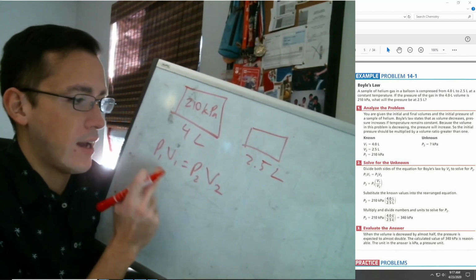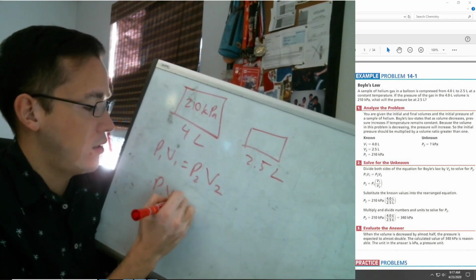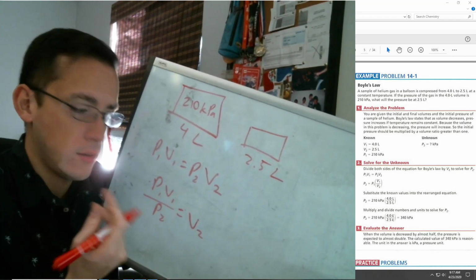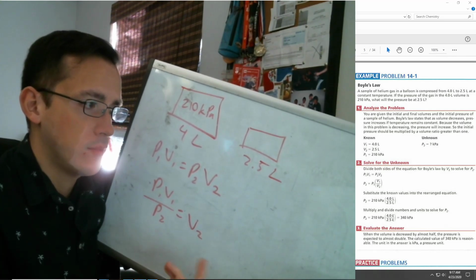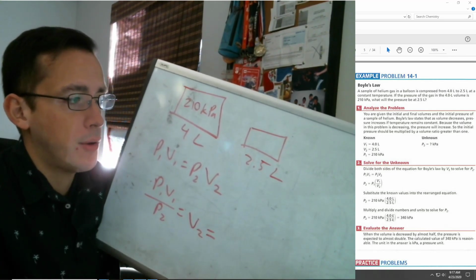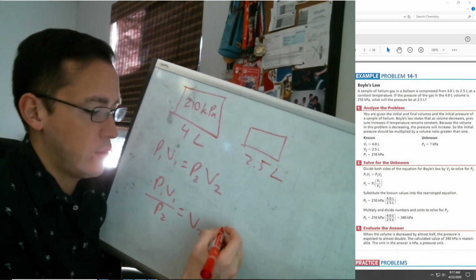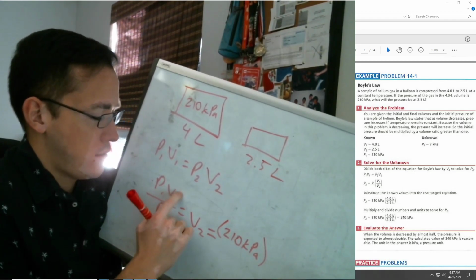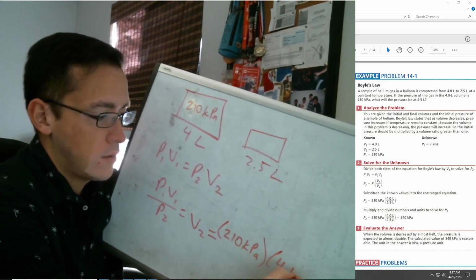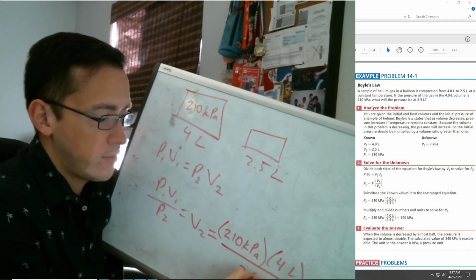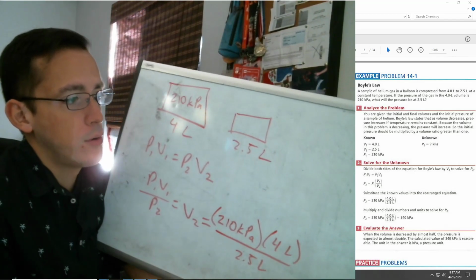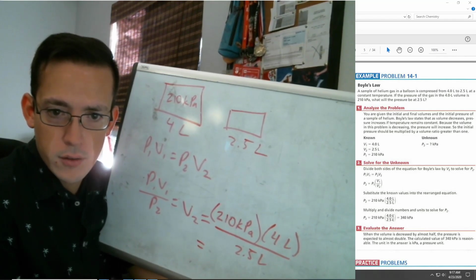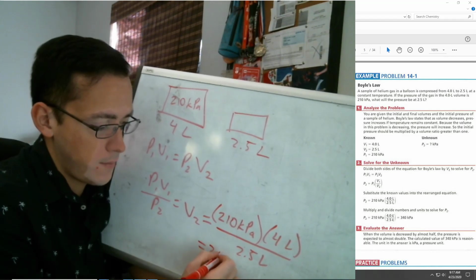The first step would be to divide both sides by P2. And we get P1V1 over P2 is equal to V2. Easy peasy. Now we can plug in our actual numbers. The first pressure we had was 210 kilopascals. First volume was 4 liters. Second volume is 2.5 liters. So multiply those two and divide by 2.5, and what do we get? 340.